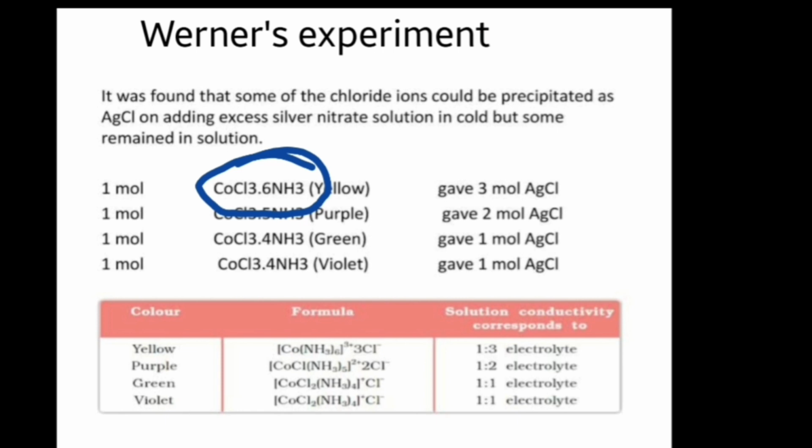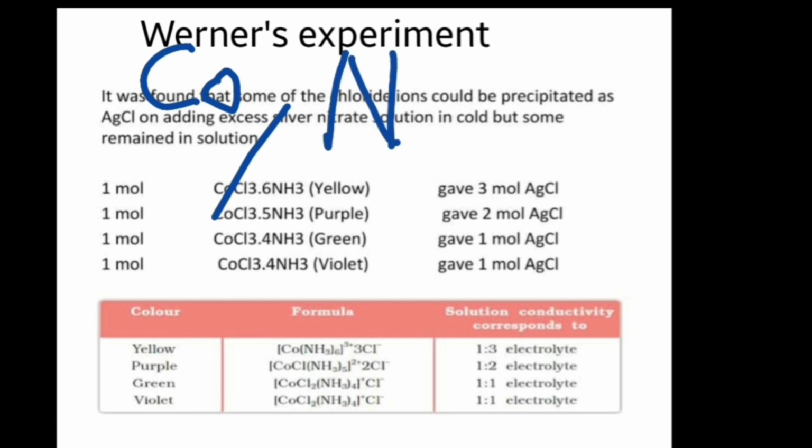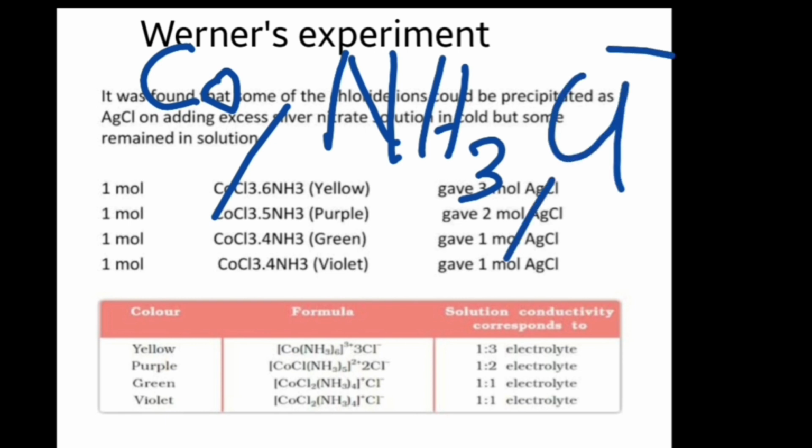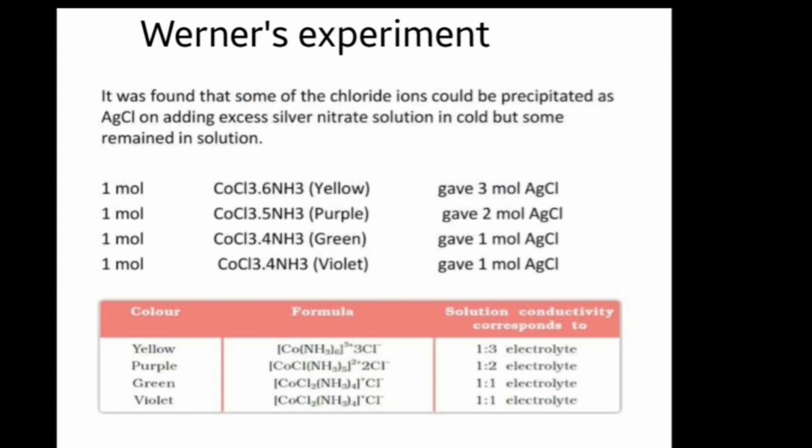Alfred Werner was a person who found the structure of these compounds by doing an experiment. So let's see what his experiment is. What he did was he took a series of compounds which contain three things in common. One was cobalt, a metal ion, then NH3, and the other one was Cl minus. So he took four compounds in which these three were present. These are the four compounds which are given here.